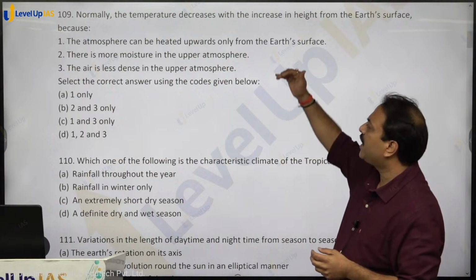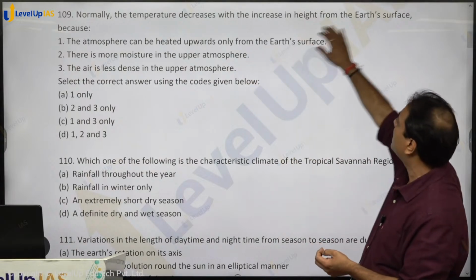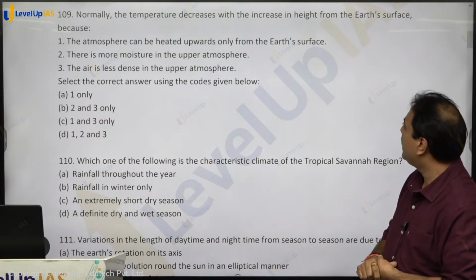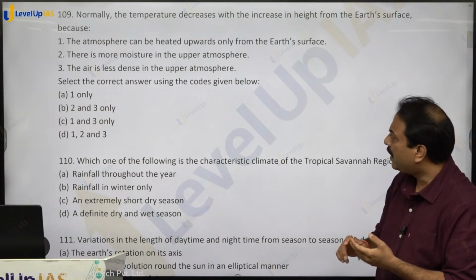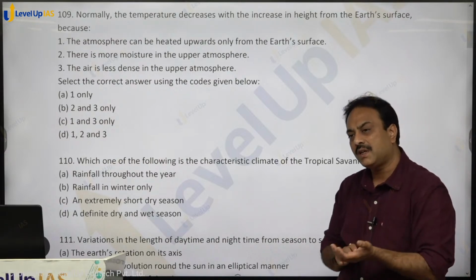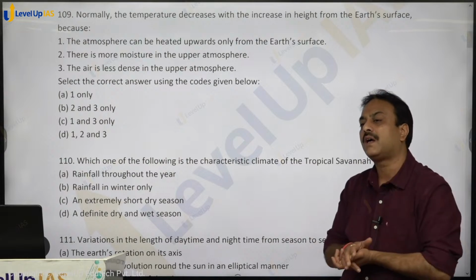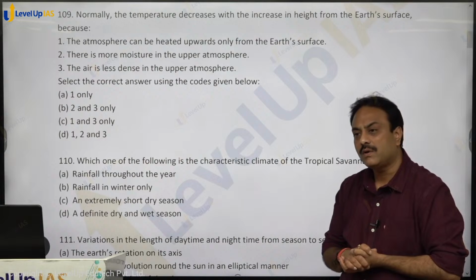The atmosphere can be heated upwards only from the Earth's surface, and the question is talking about with the increase in height from the Earth surface. So atmosphere can be heated upwards only from the Earth's surface. When the Earth's surface से ऊपर हम जा रहे हैं, then the temperature starts going down. So what is the problem in that?